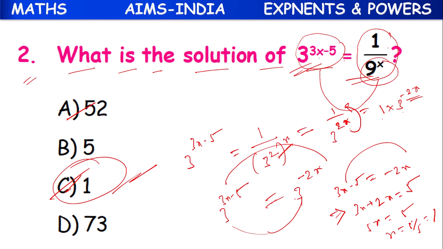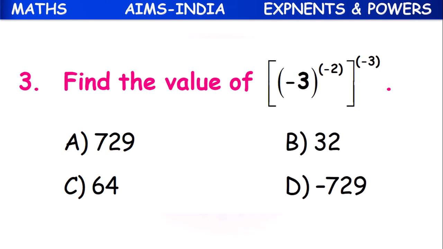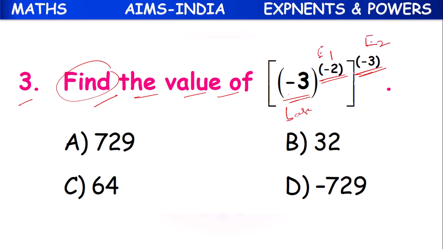Next, third question. Find the value of minus 3 whole to the power of minus 2, whole to the power of minus 3. Here, minus 3 is the base. This is exponent 1 and this is exponent 2, so we have two exponents here. Whenever we have two exponents, we can multiply them. Minus into minus is plus, 2 into 3 is 6. So we can write it as minus 3 whole power 6.